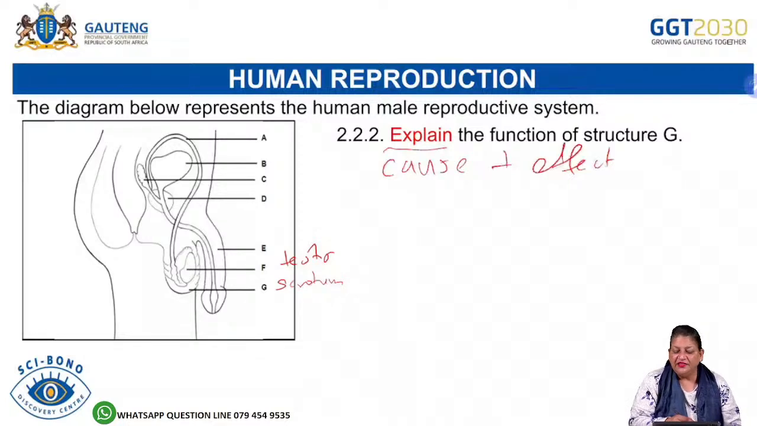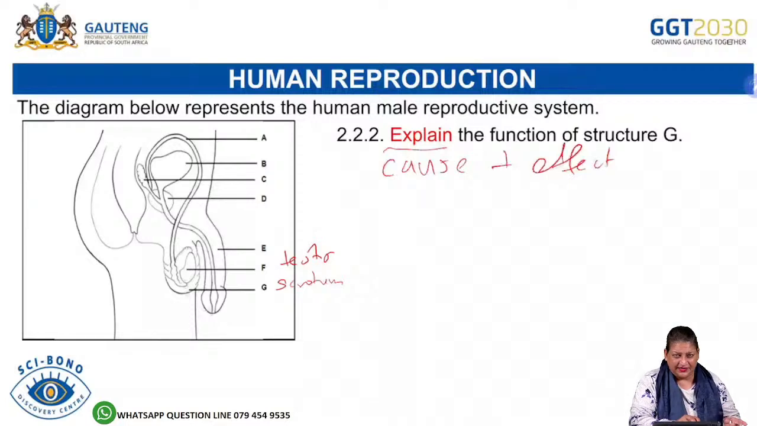Okay, explain the function of G. Now G is the scrotum, and always, learners, when they ask you for a letter, write down what it is. Show that marker that I know what G is. You say G is the scrotum, whether that's in the memo or not, but you show them that you know what it is. G is the scrotum. So what's the function?